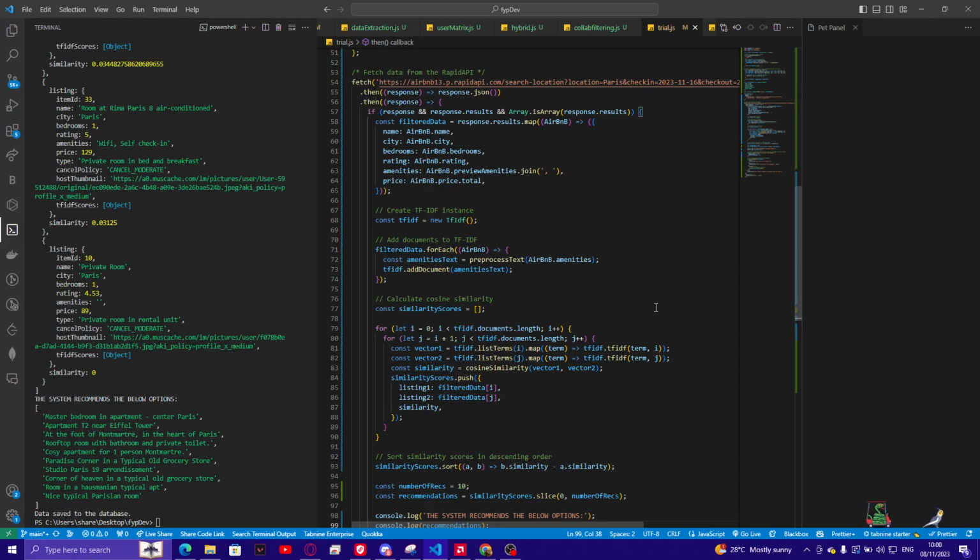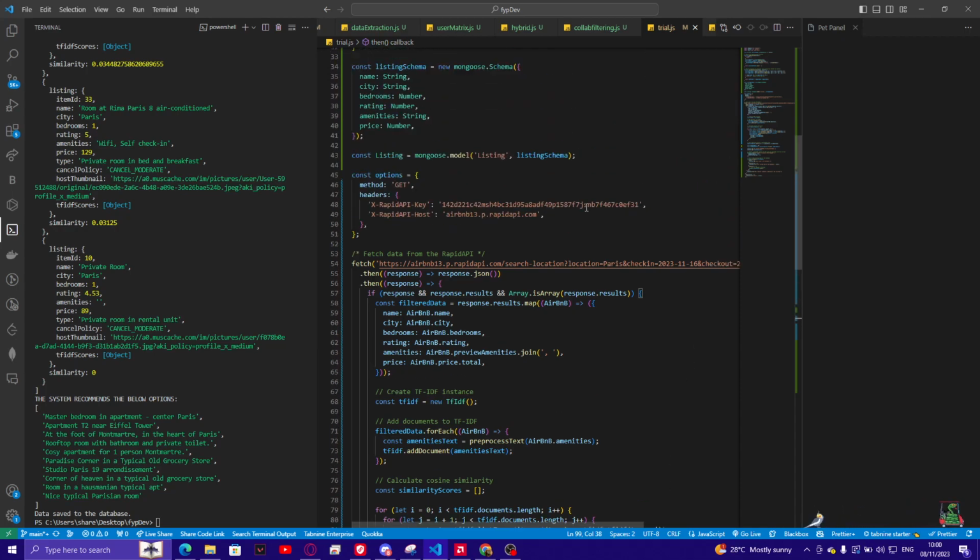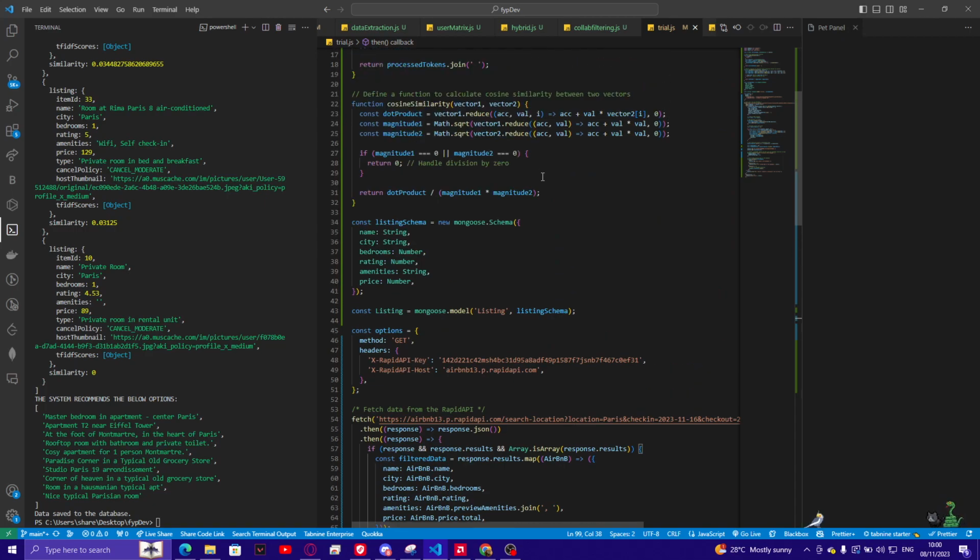So, my topic, the recommendation system. This is the implementation of a recommendation system using collaborative filtering, and this time, the similarity metric that I used was cosine similarity, right? Cosine similarity calculates the cosine angle between two sets, which is the user profile vector and the set of listings, right?